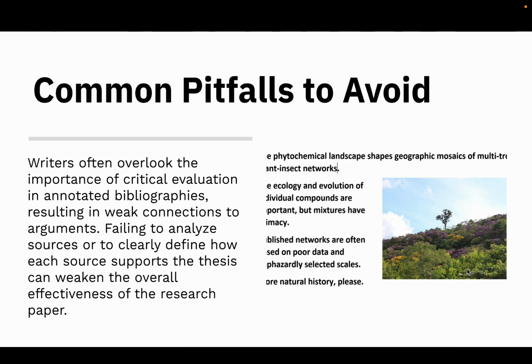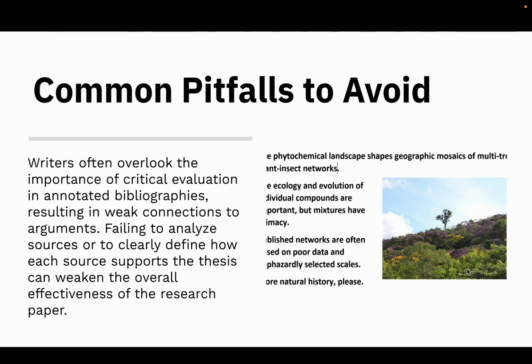So, a few things to avoid. Writers often overlook the importance of critical evaluation in annotated bibliographies, resulting in weak connections to arguments. Failing to analyze sources or to clearly define how each source supports the thesis can weaken the overall effectiveness of the research paper. You want to have things that are not going to speak to bias. You want to typically try to avoid using news articles as credible sources, because every news outlet, no matter what it is, typically has a form of reporter's bias.